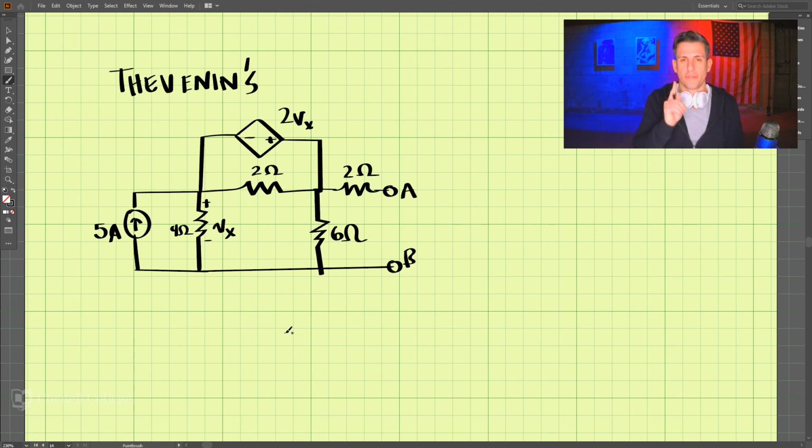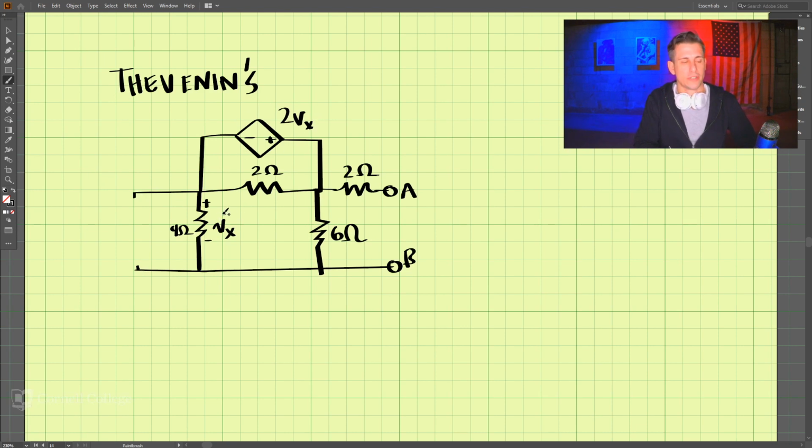So the first step of doing Thevenin's theorem is to turn off all independent sources. And we will still do that. This is our only independent source. So turning that off, our source is now off. It's an open circuit. There is no current flowing this way. There's no current flowing. But we still have this.